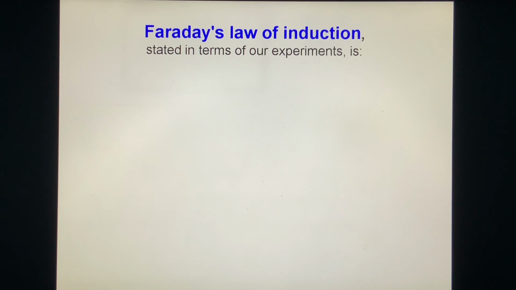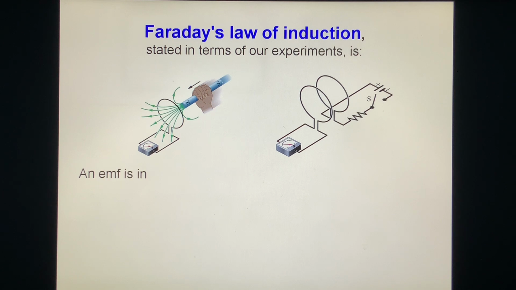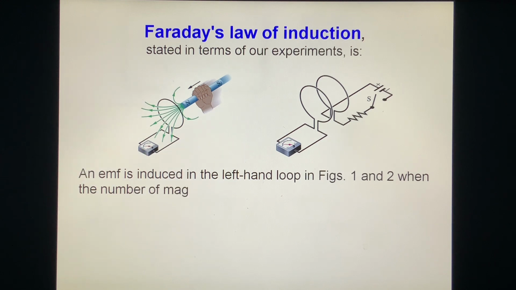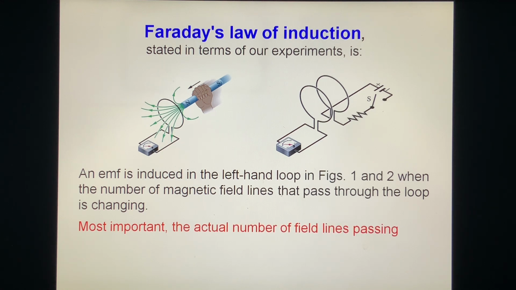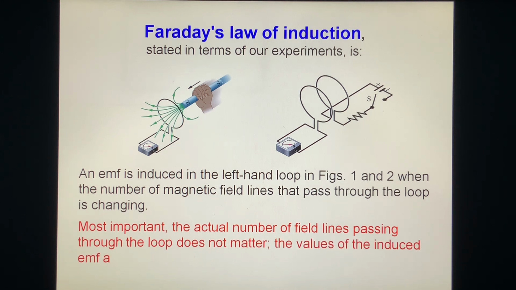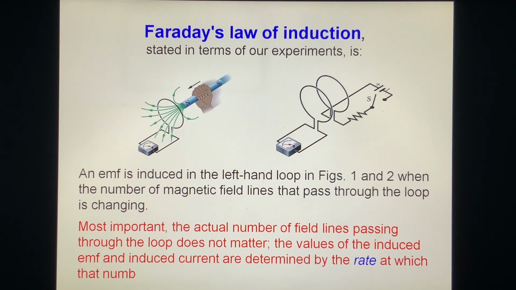Faraday's law of induction, stated in terms of our experiments, is: an electromotive force is induced in the left-hand loop in Figures 1 and 2 when the number of magnetic field lines passing through the loop is changing. Most important, the actual number of field lines passing through the loop does not matter. The values of induced electromotive force and induced current are determined by the rate at which that number changes.